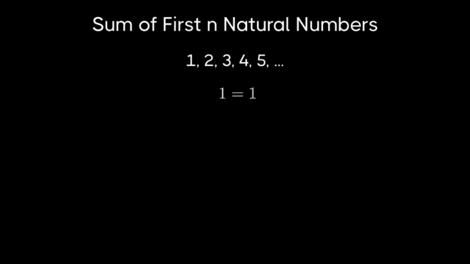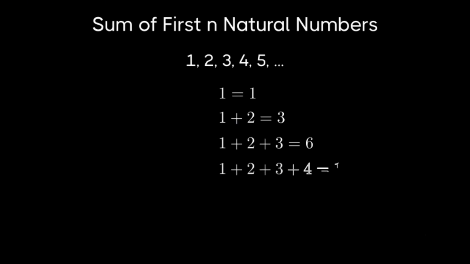The sum of just the first natural number is trivial. It's just 1 by itself. When we add the first two natural numbers, 1 plus 2, we get 3. For the first three natural numbers, we have 1 plus 2 plus 3, which equals 6. Notice how our sum is growing faster as we add larger numbers. Adding the first four natural numbers gives us 1 plus 2 plus 3 plus 4, which equals 10.